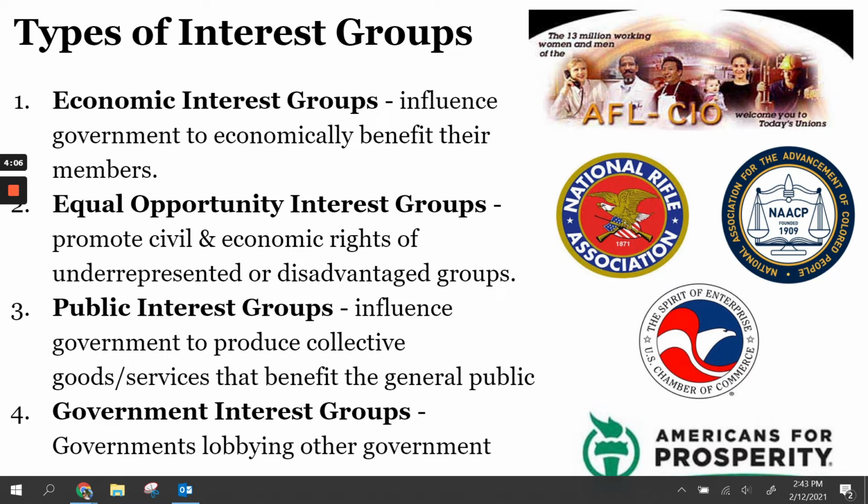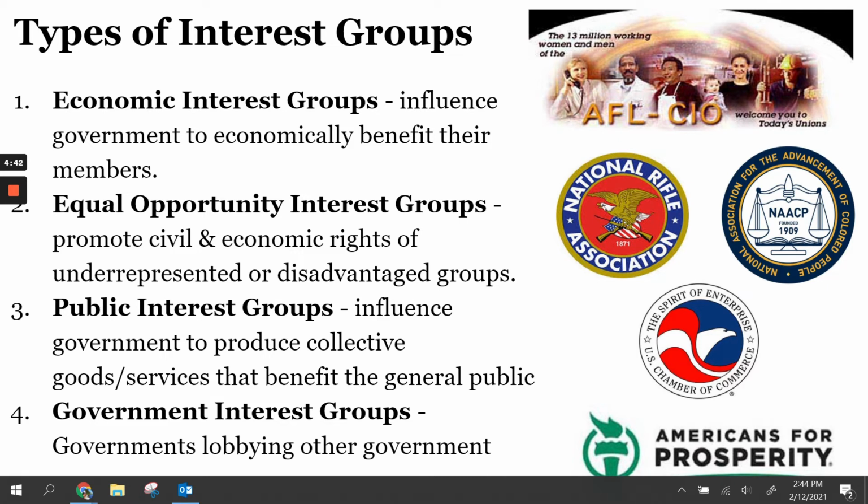You also, when you're talking about equal opportunity interest groups, you're talking about interest groups that are more likely to use less conventional means to exercise pressure on Congress or the bureaucracy to advocate for the protection of civil rights. So they're more likely to engage in protests, sit-ins, and demonstrations. And sometimes they might not be classified as a traditional interest group itself and more a social movement. So you look at Black Lives Matter or the hashtag Me Too movement.